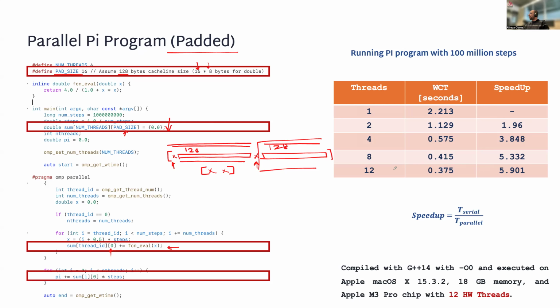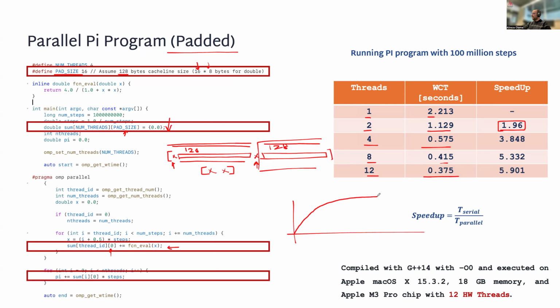All right. So now look at the results. If I have one thread, I spend 2 seconds. If I have 2 threads, I spend 1.1. So I have nearly 2 times the speed up as I expected. If I use 4 threads, then it becomes 0.5, 8 threads 0.4, 12 threads 0.3, right? And in the next lecture, you will understand why we have this behavior in a speed up.